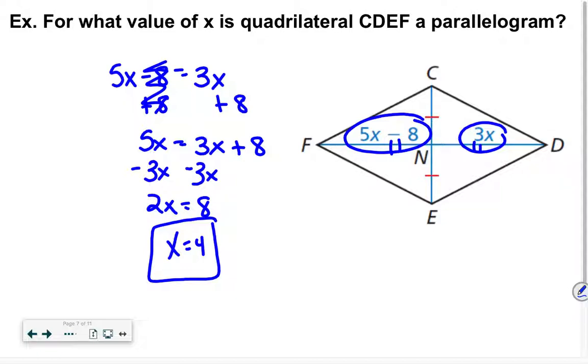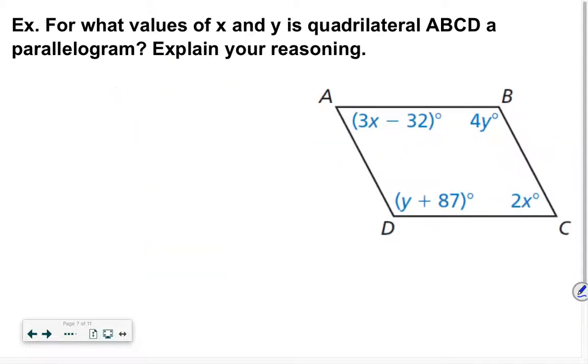Almost done. We're going to keep powering through here. The next one says the same thing. For what values of x and y is quadrilateral ABCD a parallelogram? Explain your reasoning. So the consecutive angle thing doesn't actually prove anything about a parallelogram because there are other quadrilaterals that have consecutive angles that are supplementary, so we can't go that route.